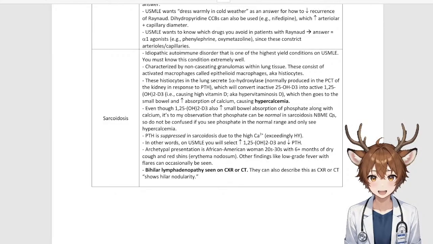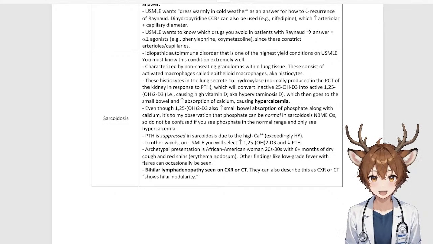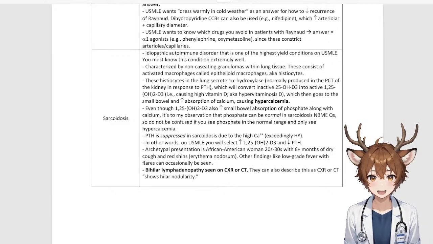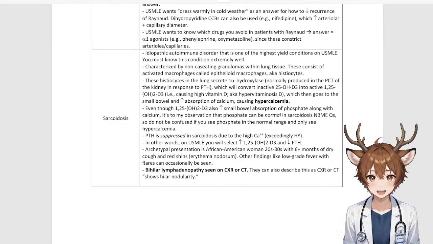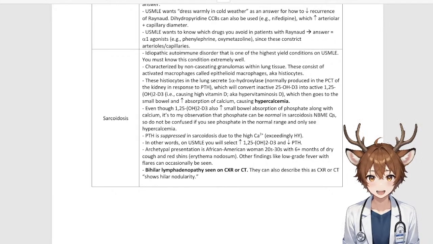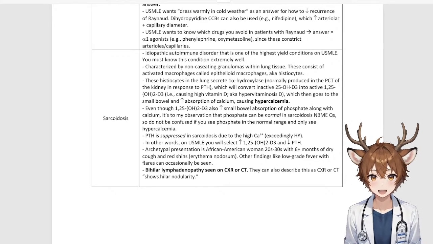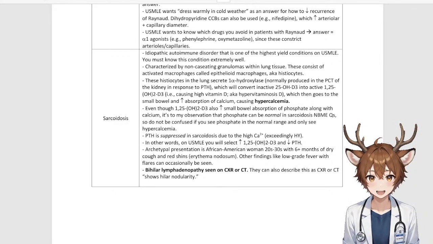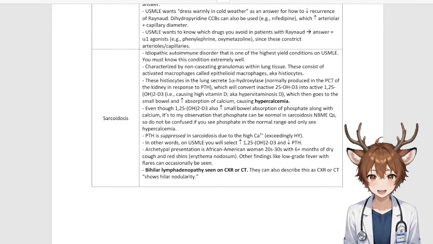These histiocytes in the lung secrete 1-alpha hydroxylase, normally produced in the PCT, proximal convoluted tubule, of the kidney in response to PTH, which will convert the inactive 25-OH-D3 into active 1,25-OH-2-D3, so basically an active form of vitamin D3, causing high vitamin D, aka hypervitaminosis D, which then goes on to the small bowel and increases the absorption of calcium, causing hypercalcemia.